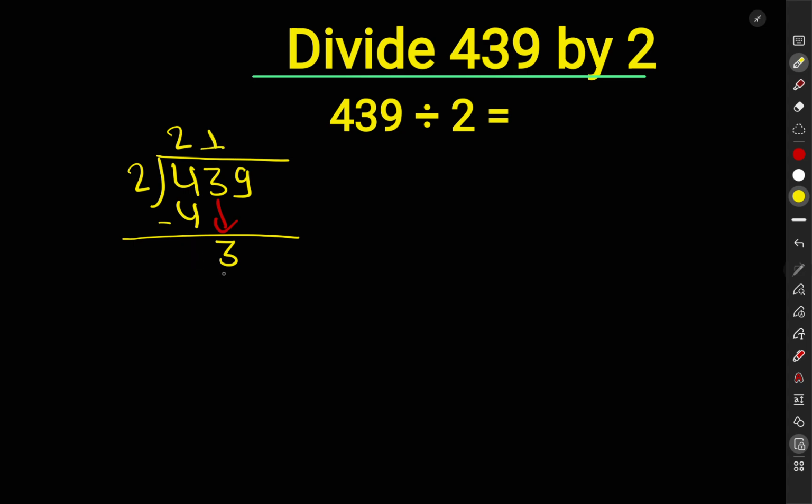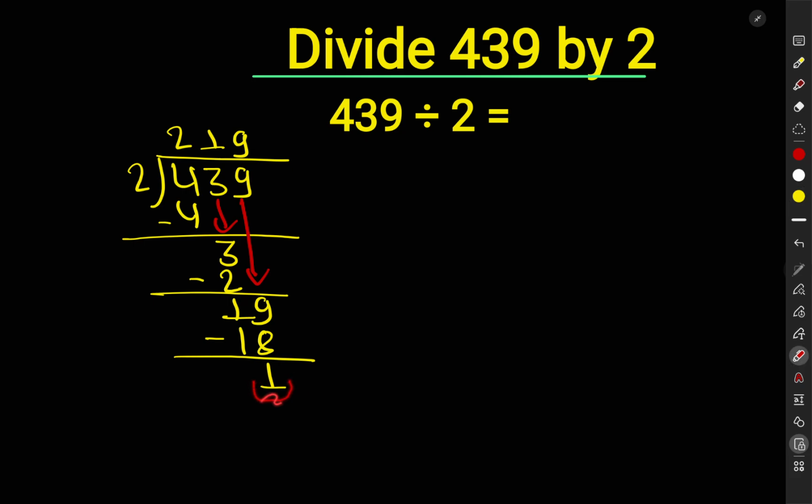2 times 1 is 2. On subtracting it is 1. We put down this 9 and it is 19. 2 times 9 is 18. On subtracting it is 1.